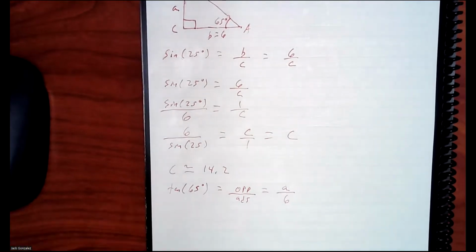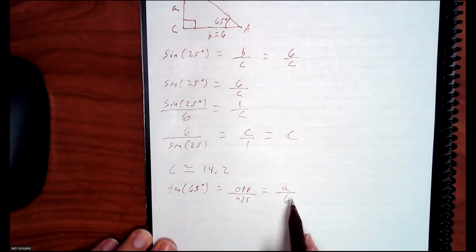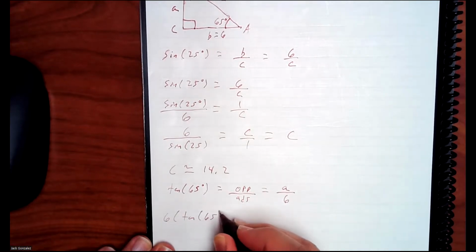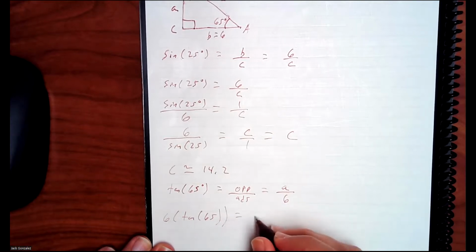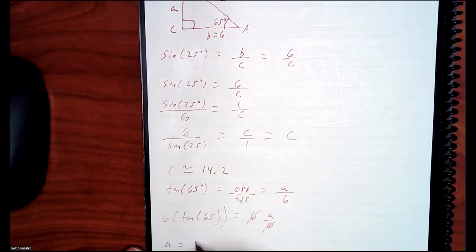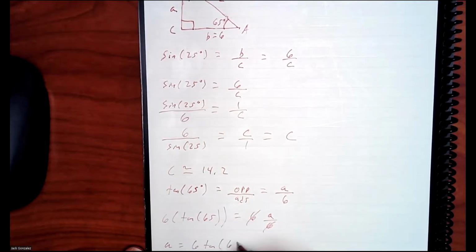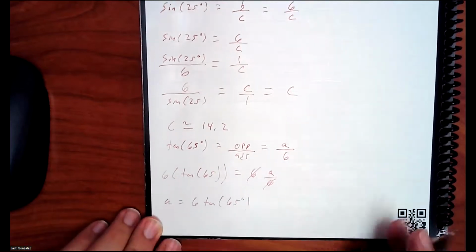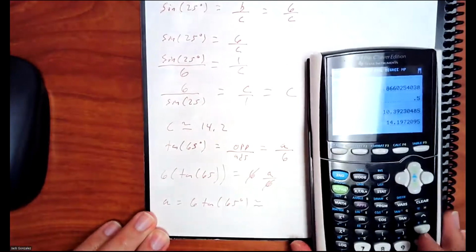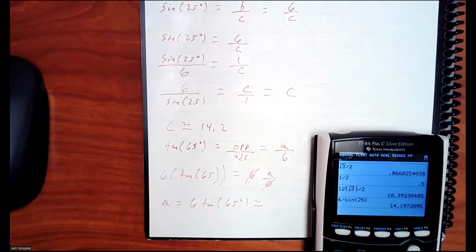So just solve for A. Multiply both sides by 6. This thing by 6. So A is equal to 6 tangent 65. So again, use your calculator. .87.